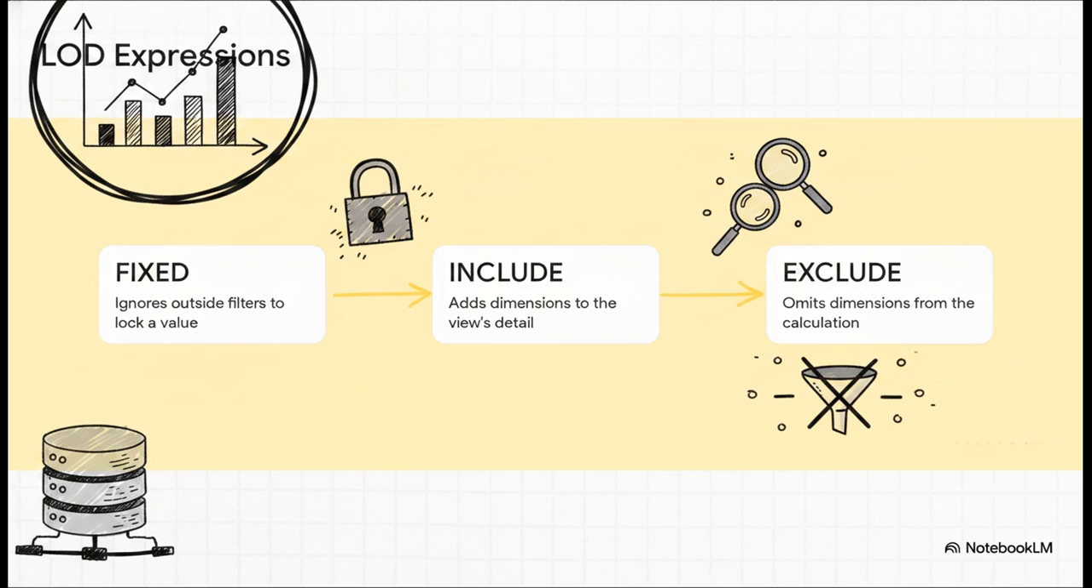So, FIXED calculates a value at a dimension you specifically set, locking it in and ignoring other filters. INCLUDE calculates at the view's level of detail plus whatever extra dimension you add. And EXCLUDE does the exact opposite, dropping dimensions from the math. If you ever need to compare one single customer's sales against the fixed total of their entire region, LODs are exactly how you pull that off.